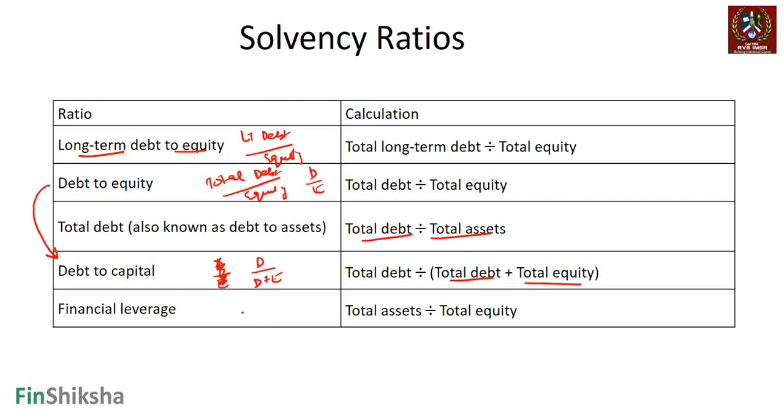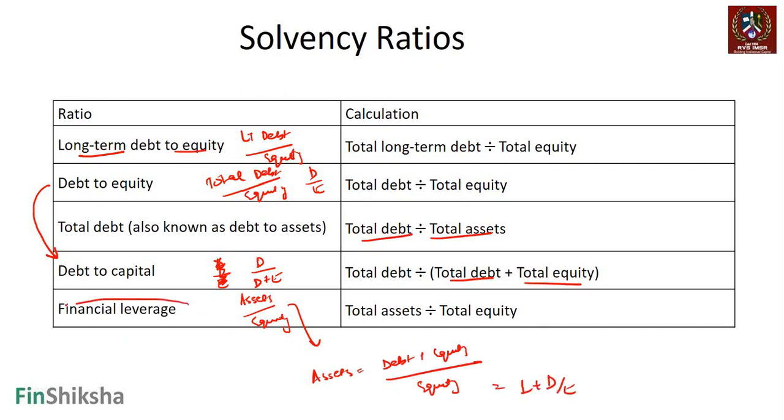Correct? Financial leverage is total assets by equity. In a way, if you look at it, assets is equal to total debt plus equity, then you're saying assets by equity is debt plus equity by equity, which is nothing but 1 plus debt by equity. That's called the financial leverage ratio, right?